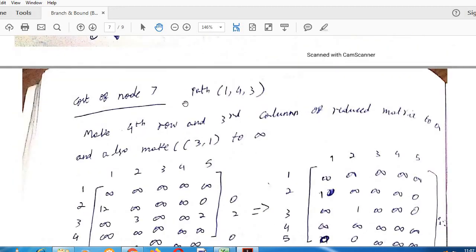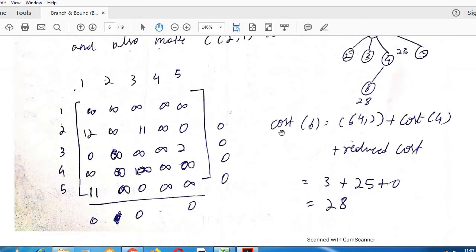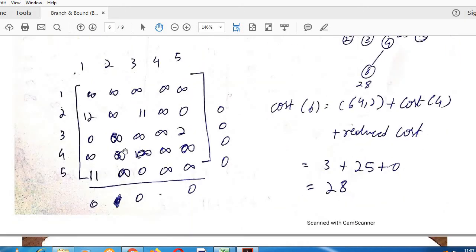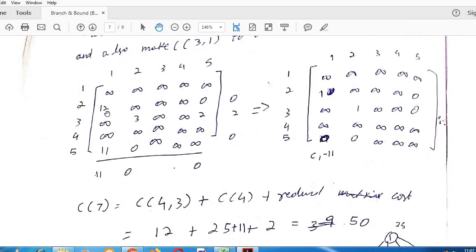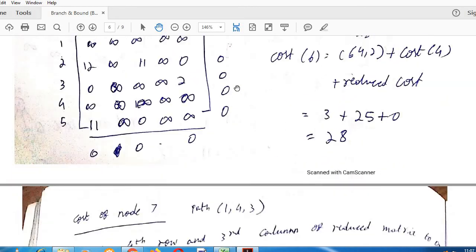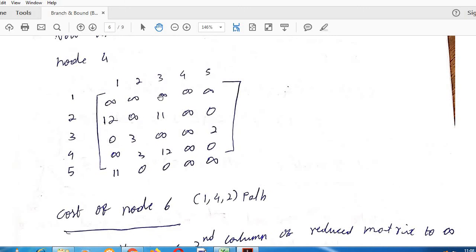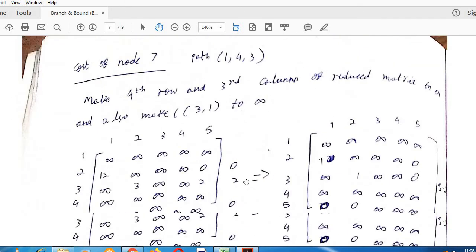So in order to find out the cost for node 7, which signifies the path from node 1 to 4 and then from node 4 to 3, I will make the fourth row and third column element of the reduced matrix infinity. Also I will make 3 comma 1 infinity. So here, as you can see, the value 0 at 3 comma 1 will be reduced to infinity, along with the third row and fourth row and third column elements. So fourth row and third column elements will be replaced with infinity.